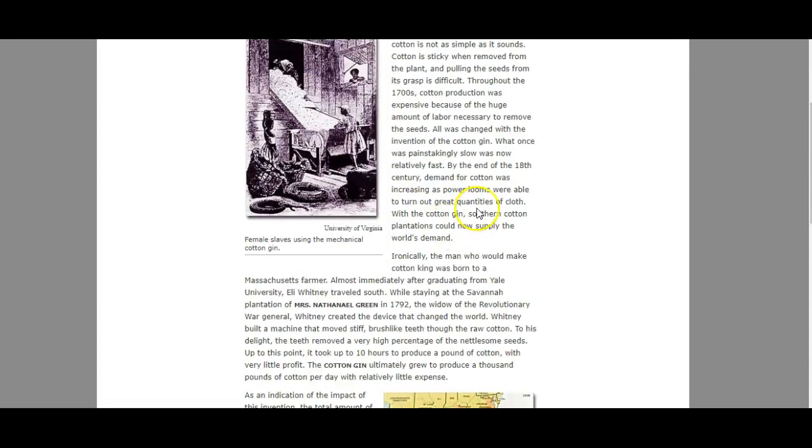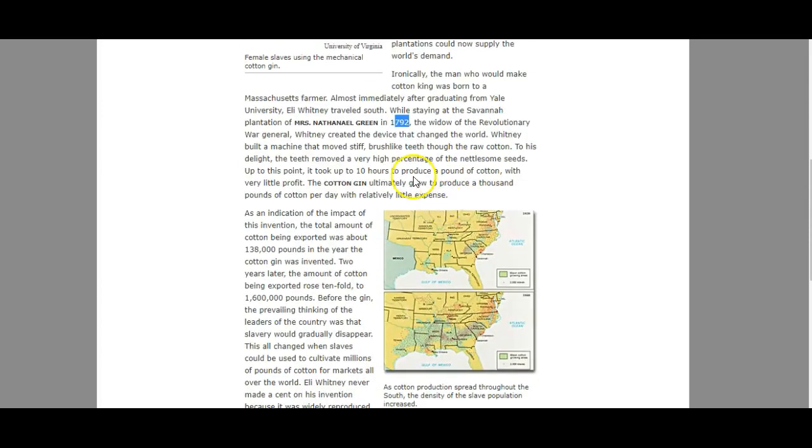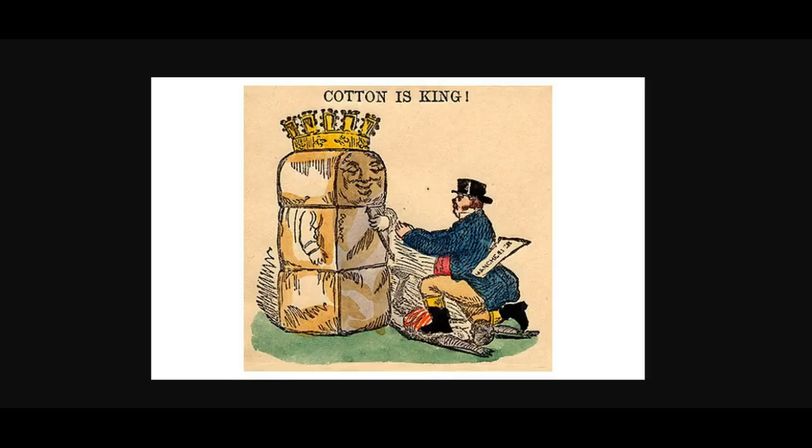It's mind-boggling how production is able to provide the whole world's demand of cotton. All right, this is 1792, right? So this is actually before even the 19th century starts. Keep that in mind too as we think about dates.